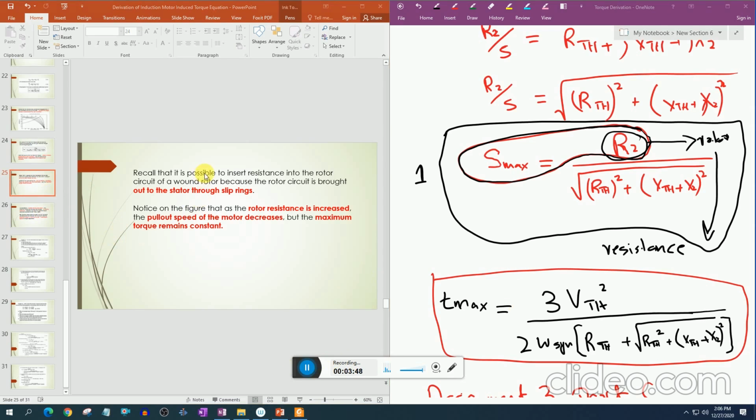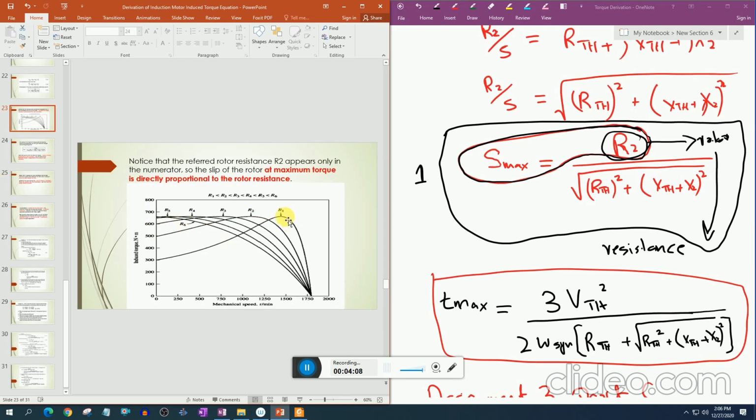Here again it is telling that it is possible to insert resistance in the rotor circuit of a wound rotor because the rotor circuit is brought out to the stator through slip rings. Notice on the figure that as the rotor resistance is increased, the pull-out speed of the motor decreases, but the maximum torque remains constant. The resistance can control at which slip the maximum torque occurs, but it cannot control the maximum torque value.